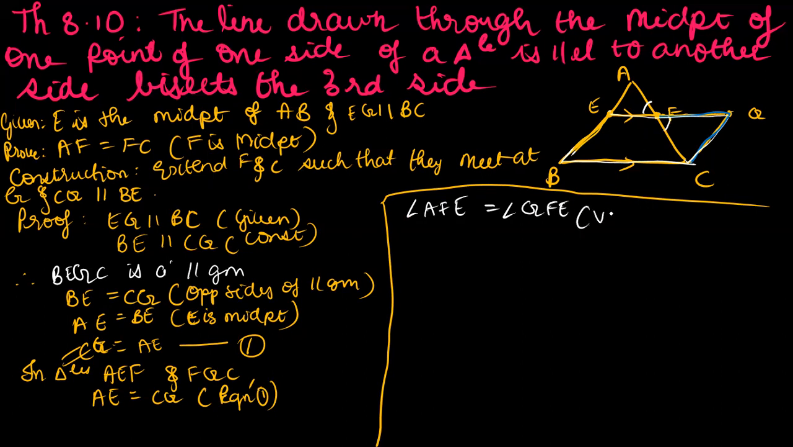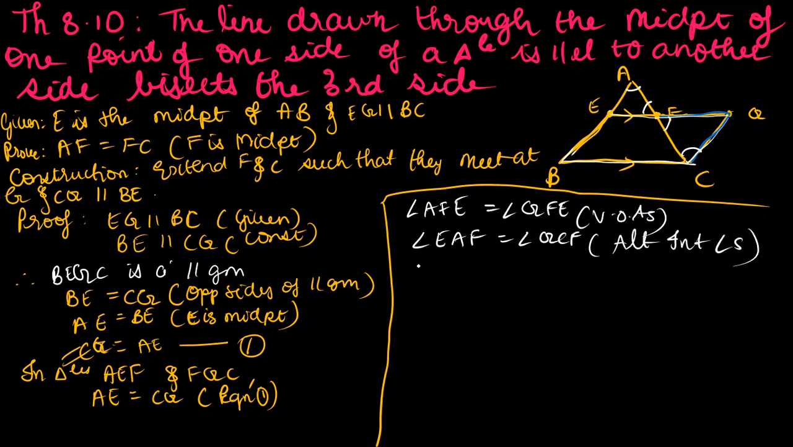Why? Because it is vertically opposite angles. And also angle EAF. Where is angle EAF? Angle EAF is equal to angle GCF. Here you can see it is alternate interior angles, right? So therefore, which congruency rule can I use here to prove that these two triangles are congruent? By angle angle side. So by AAS congruency rule, triangle AEF is congruent to triangle CGF.